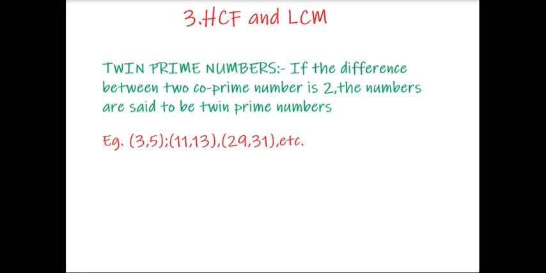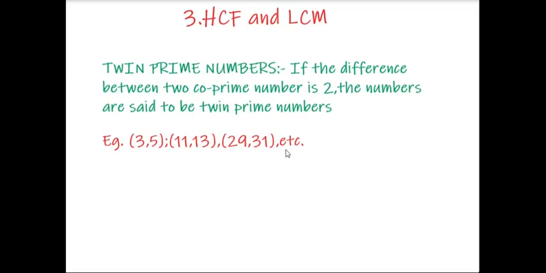Let us now learn the next point, that is twin prime numbers. If the difference between two co-prime numbers is 2, the numbers are said to be twin prime numbers. So now you have learned what are co-prime numbers, isn't it? The numbers which have 1 as the common factor are called co-prime numbers. Now, if these two numbers have a difference of 2, then those numbers are called twin prime numbers. For example, see on the screen, we have 3 and 5, 11 and 13, 29 and 31, etc.